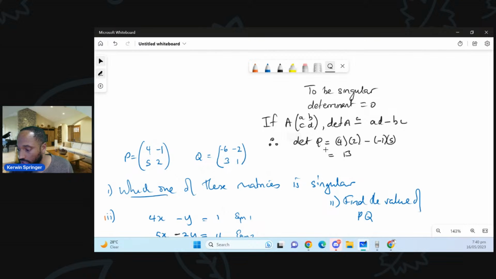That's it. So determine the determinant of P, and it turns out it is not equal to 0. So it is not singular. That matrix has an inverse. If a matrix is not singular, it has an inverse.